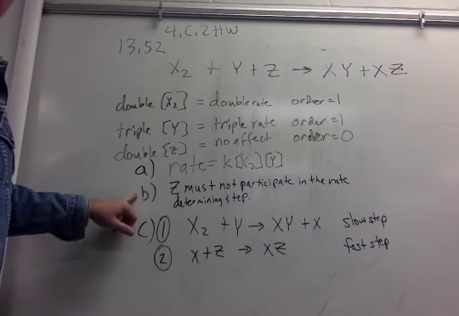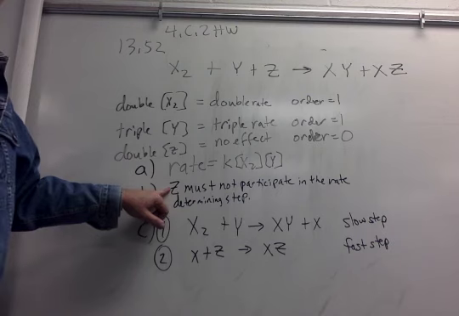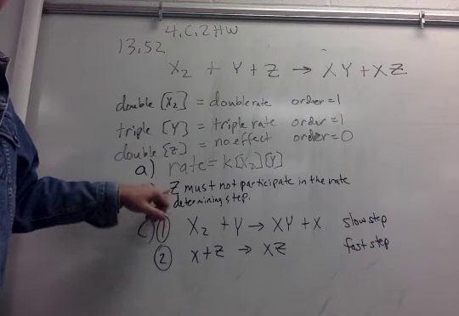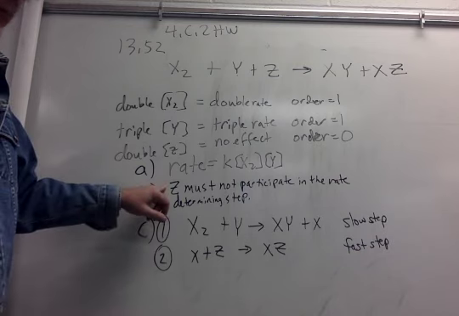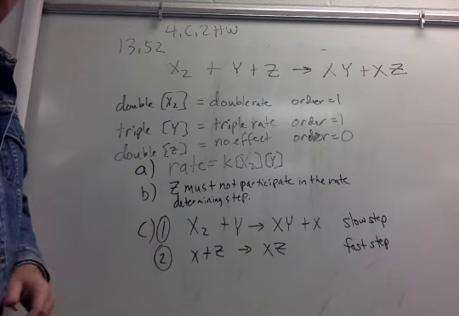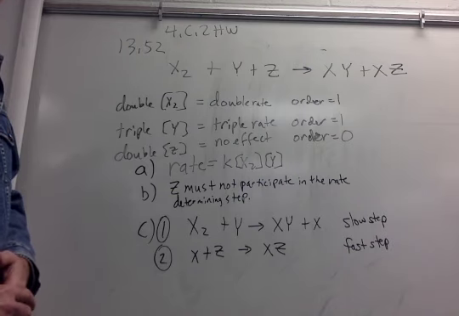Letter B asks, why doesn't Z affect the rate? Why is Z not found in the rate law? And that is because Z must be in a step that is not the rate determining step. So the rate determining step determines the rate law. So Z must be in one of the steps that does not affect the rate because it is a fast step, not a slow step.